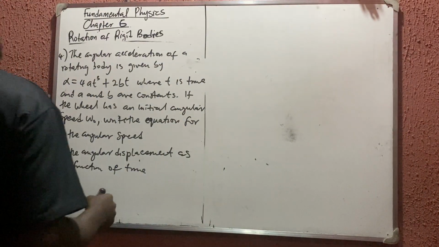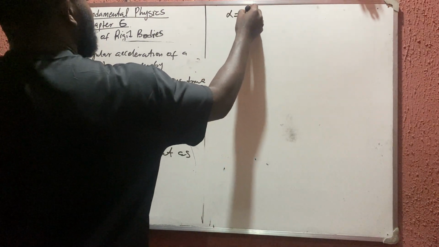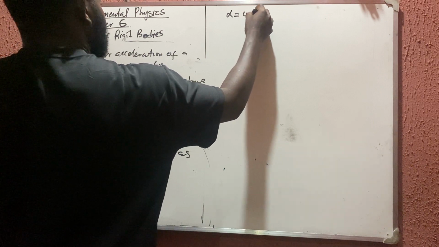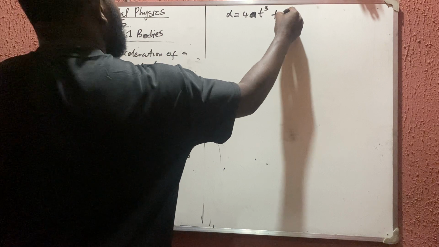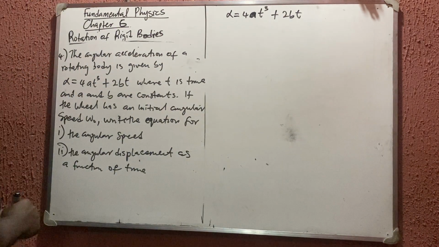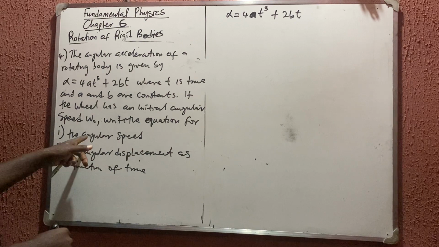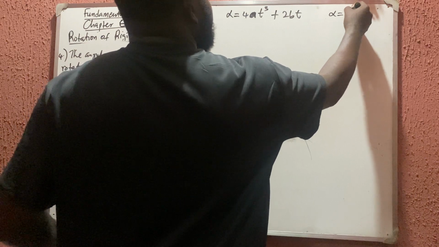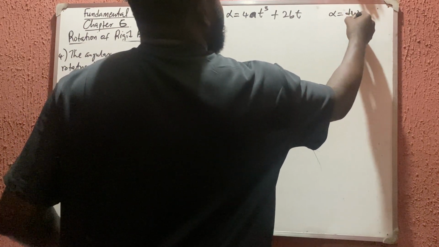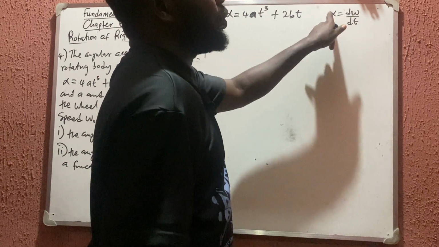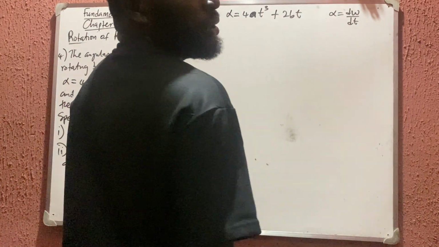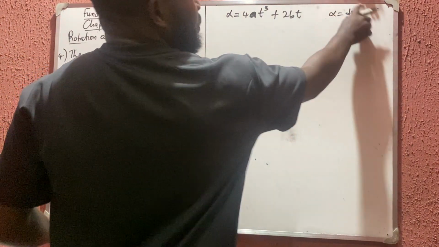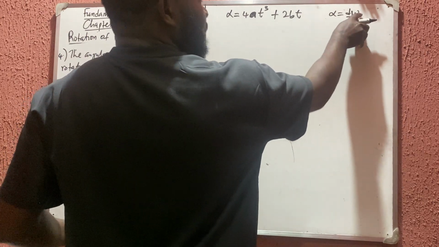So now let's bring out what they gave us. They said that alpha is equal to 4a t cube plus 2b t. Now the first question says we should calculate the angular speed. Now do you know that acceleration is the change in velocity over change in time? If you have W and you want to get alpha, you differentiate. Since you have alpha and you want to get W, you integrate.